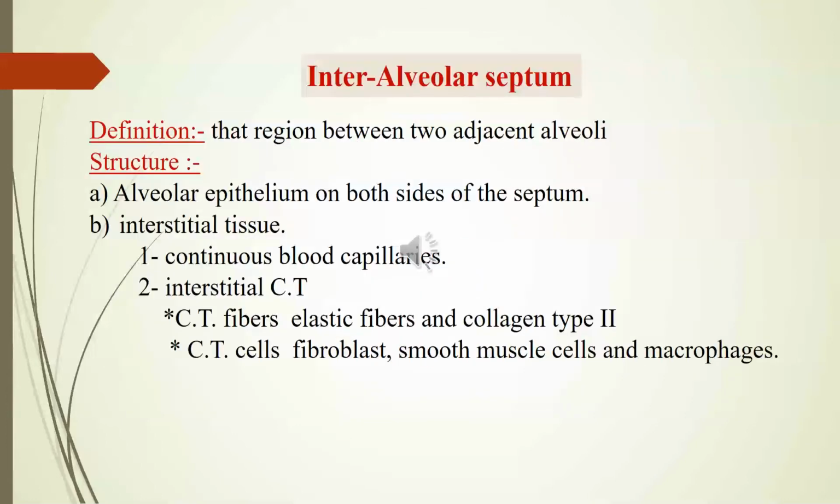Again, the interalveolar septum, by definition, is the region between two adjacent alveoli. Structurally, it is formed of alveolar epithelium on both sides of the septum and the interstitial tissue. The interstitial tissue is formed of continuous blood capillaries and interstitial connective tissue. The interstitial connective tissue shows connective tissue fibers, collagen type 1, elastic fibers and reticular fibers, and connective tissue cells: fibroblasts, smooth muscle cells, and also macrophages.